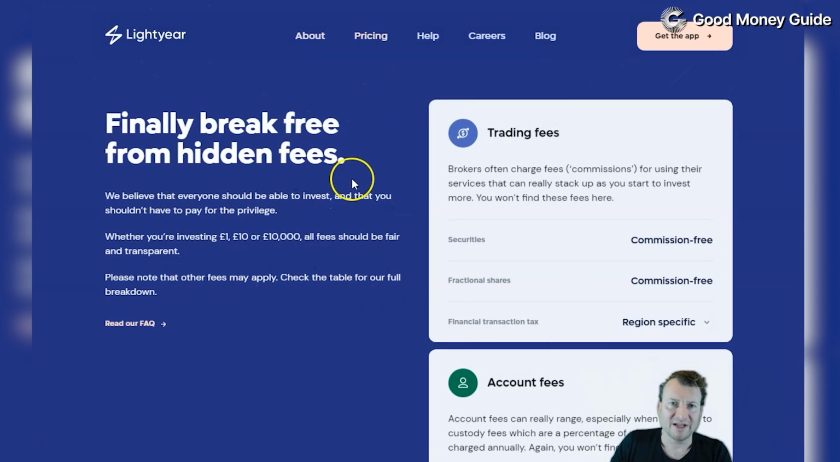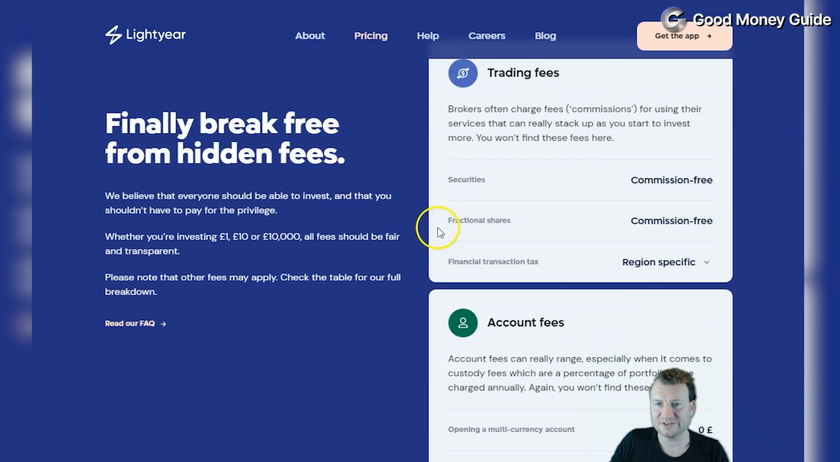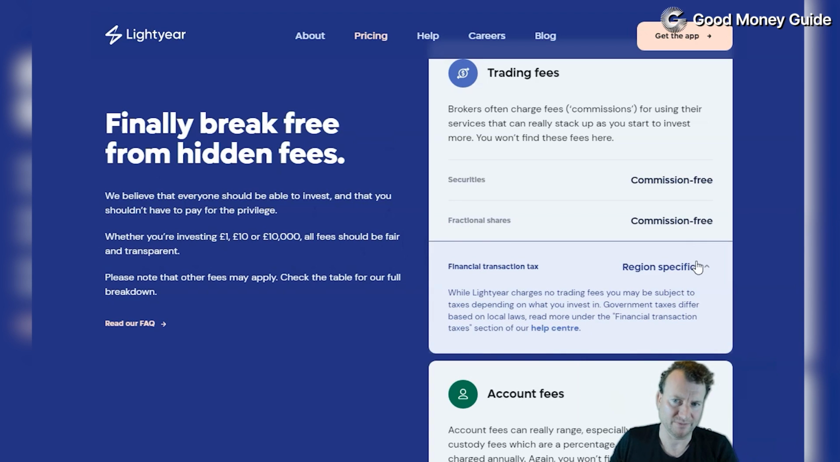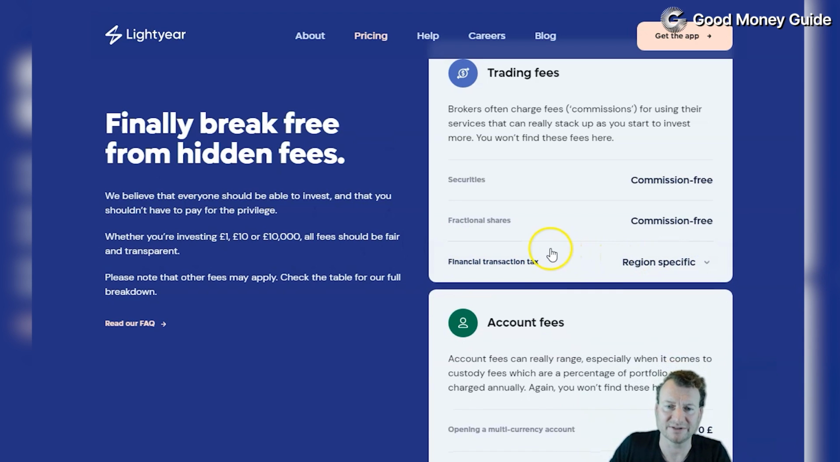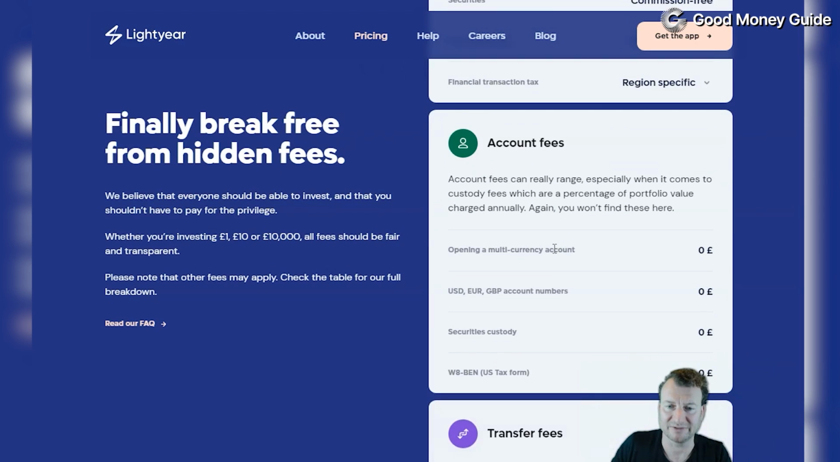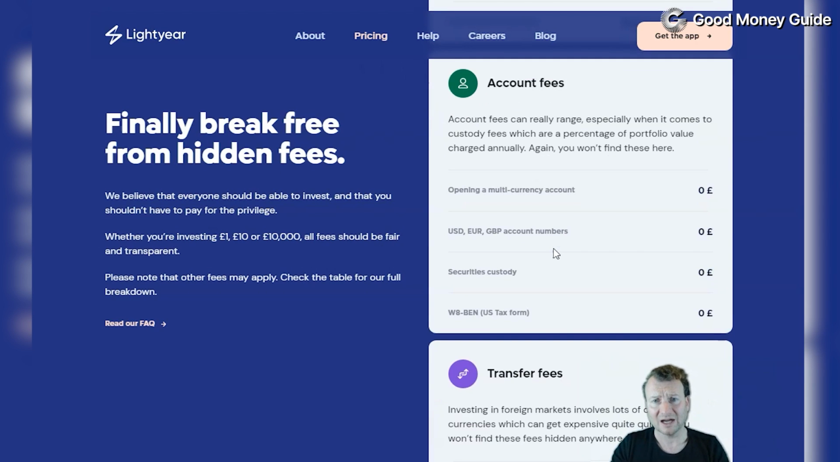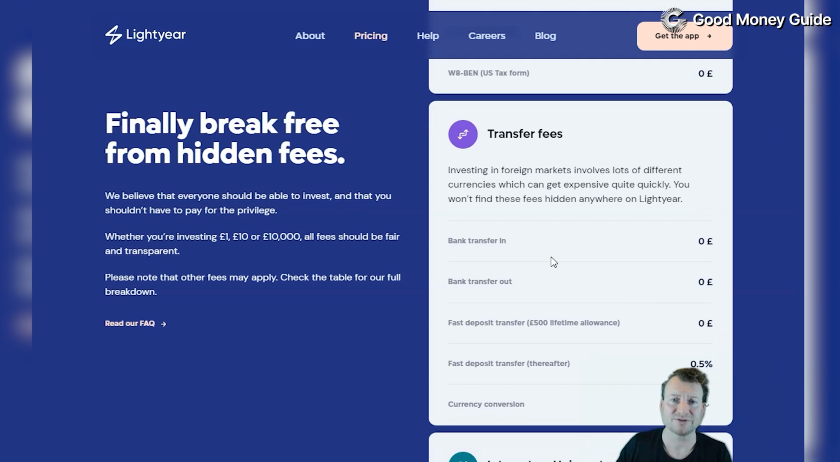investment apps out there. Here is their pricing structure, and as you can see, commission-free trading, commission-free fractional shares, and you can't get away with not paying stamp duty and tax on various investments around the world, so you still have to pay that. There's no custody fee for holding an account, there's no fees for accounts in different currencies, and there's no transfer fees for sending money in unless you're doing a fast deposit transfer. But if you want to save money, then don't do that.